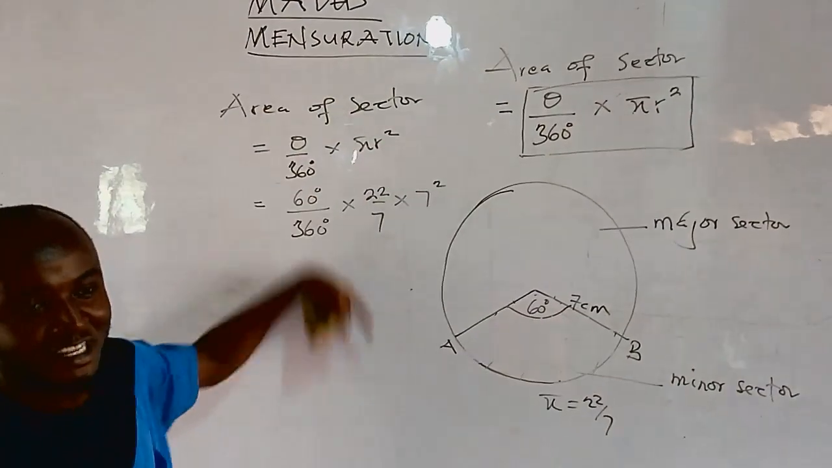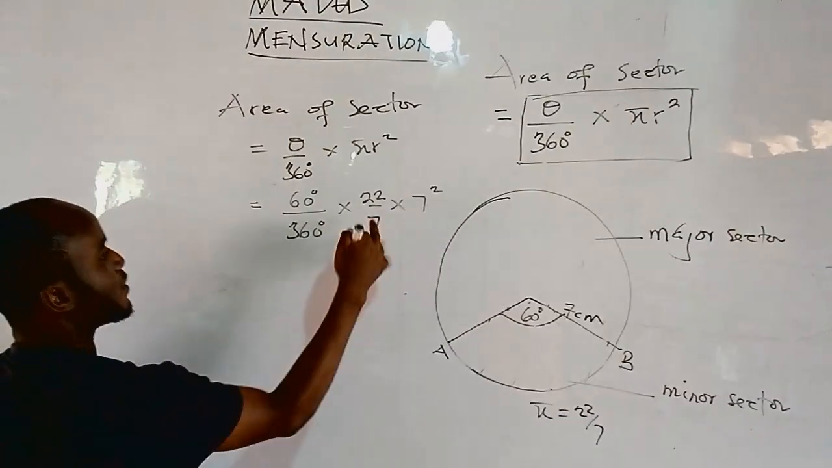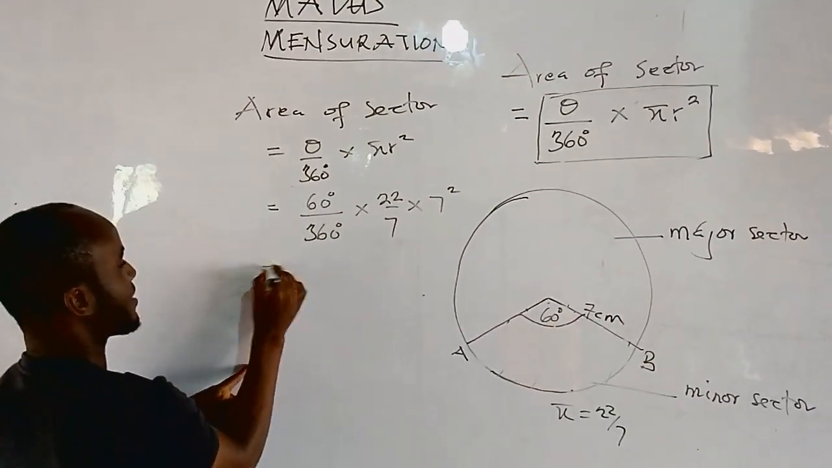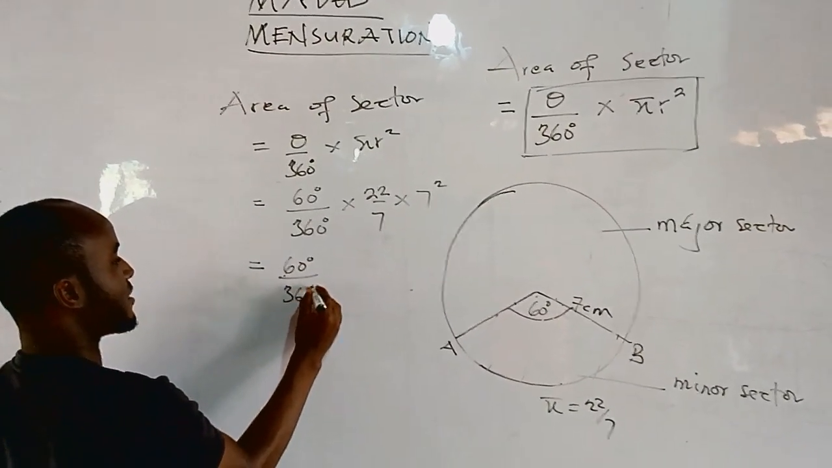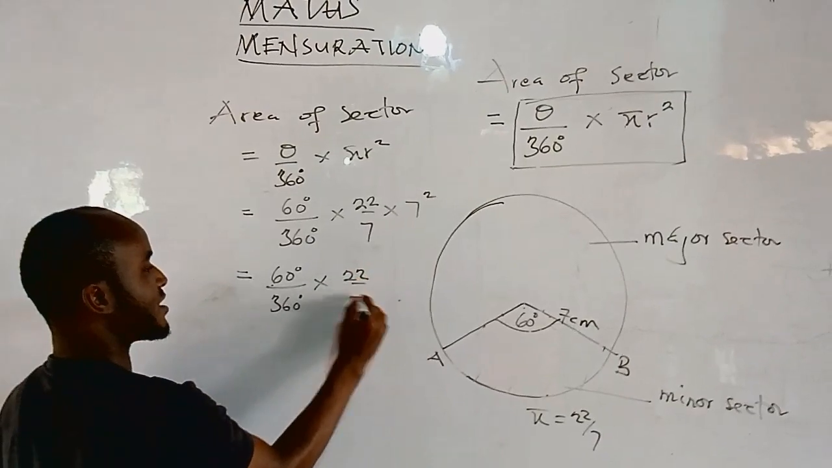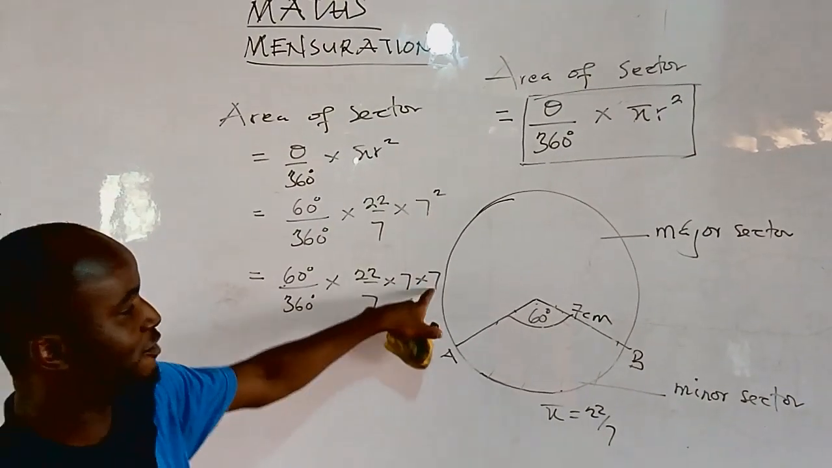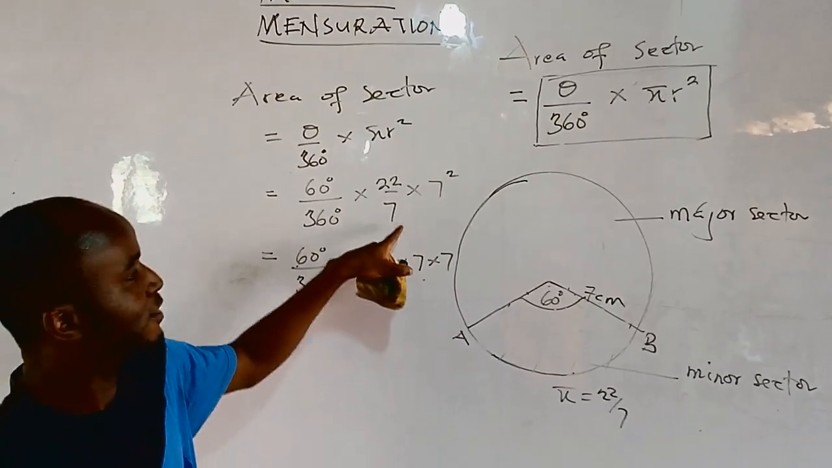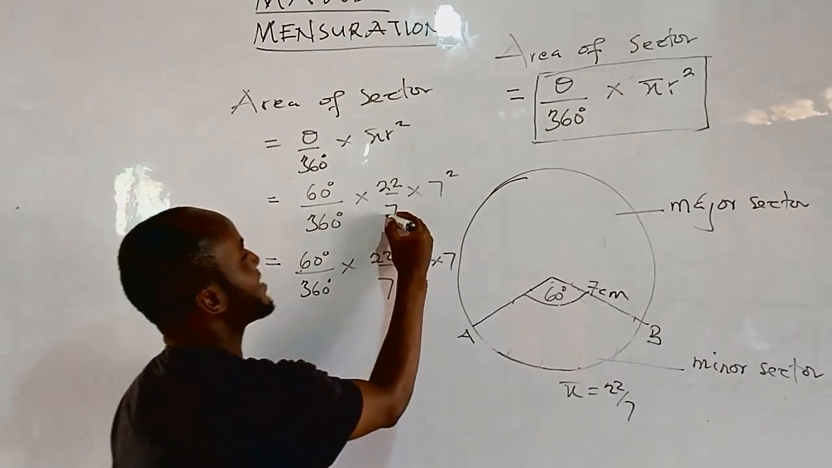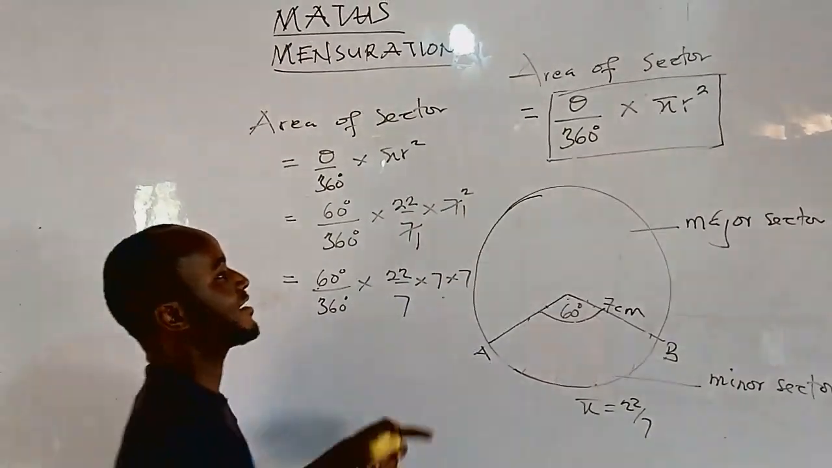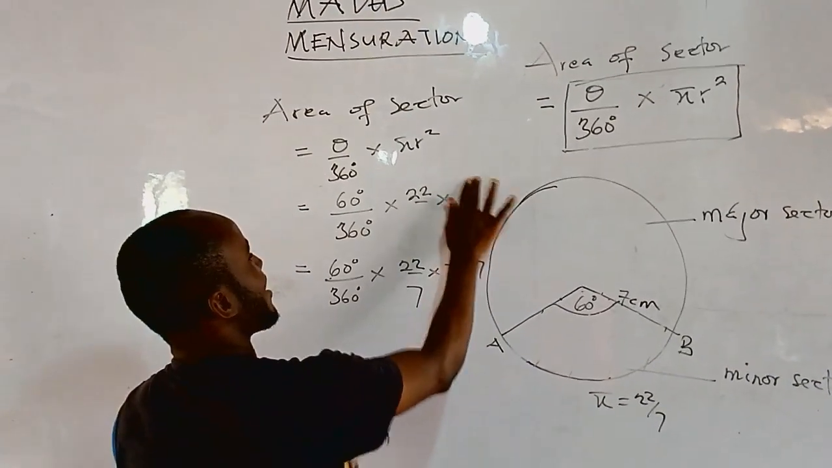I'm ignoring the units. I'll bring them to my final answer. So take note. You can just ignore them and bring them later. They are all in centimeters, so 7 centimeters times 7 centimeters. If you expand it, you are going to get 60 degrees out of 360 degrees times 22 on 7 times 7 times 7. Please make it 7 times 7 before you start your cancellation. Don't go and cancel anything there. Some of you can go and write 7 divides here 1, divides here 1, then you get 1 squared. It is wrong. You don't do it like that. So take note.